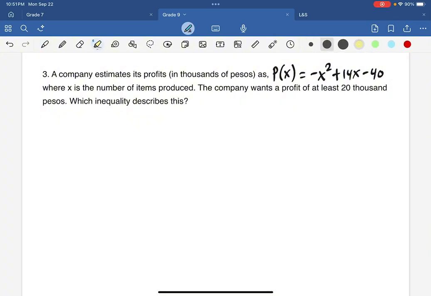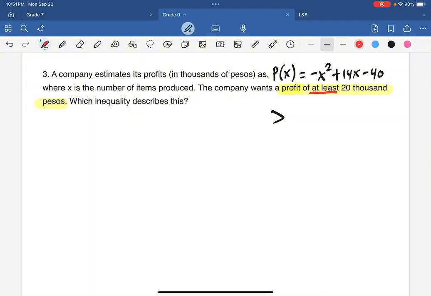Now, let's highlight some words here. We have a profit and at least 20,000 pesos. Since when we talk about profit, obviously it goes up, automatically we could have the greater than symbol. And you also have "at least" here. Again, when we have the words at least, it includes itself.